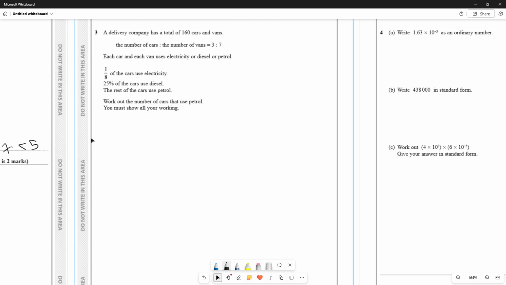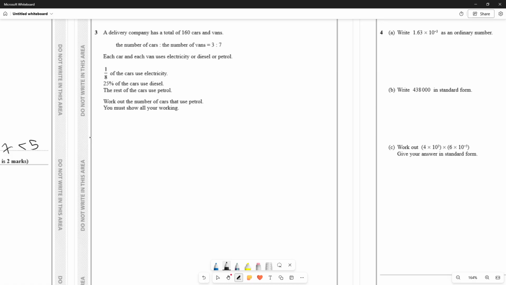Question 3. A delivery company has a total of 160 cars and vans. The ratio of cars to vans is 3 to 7. Each car and van uses electricity, diesel, or petrol. 1/8 of the cars use electricity, 25% of the cars use diesel, and the rest use petrol. Work out the number of cars that use petrol.